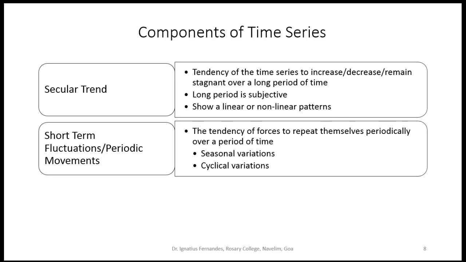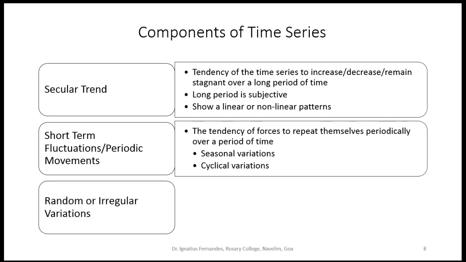Cyclical variation is something like, suppose you look at the sales of ice cream. This is sort of a cyclical variation because the sale of ice cream will be consistent in one period of time, then it will be different in another period of time. Now this cyclical period may not be uniform, it may differ depending on many factors. So that we call cyclical variations. So the short-term fluctuations or periodic movements can be either seasonal or cyclical. And then there are random or irregular variations.